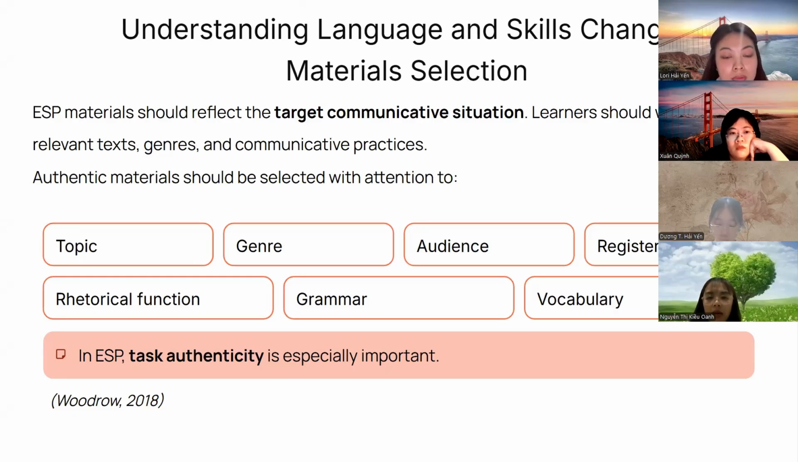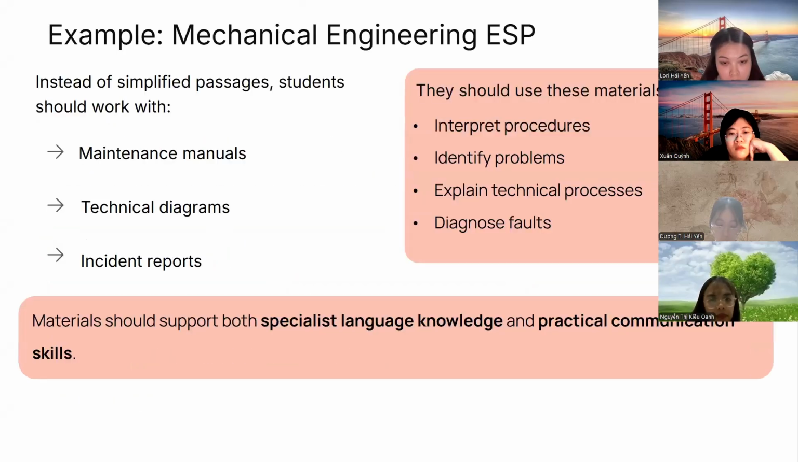When selecting or adapting materials, teachers need to pay attention to many things: the topic, the genre, the audience, the register, as well as the grammar and vocabulary in the text. In ESP, this is especially important because students need to practice with material that resembles what they will actually meet outside the classroom. Next slide, please.